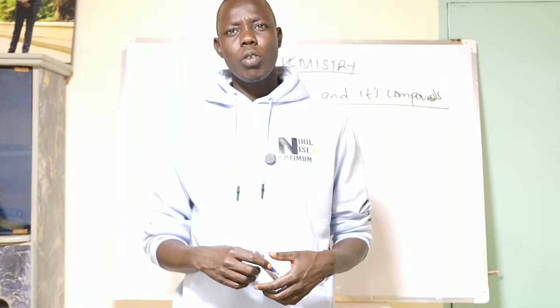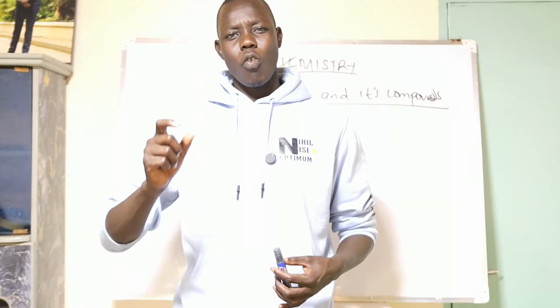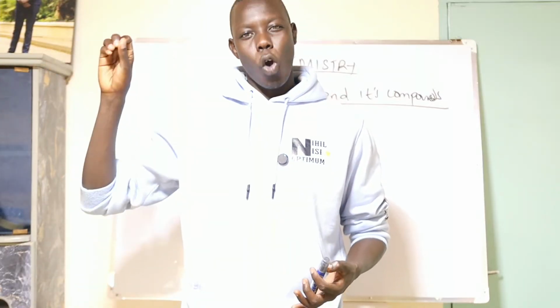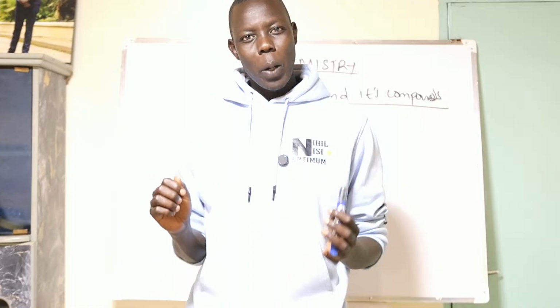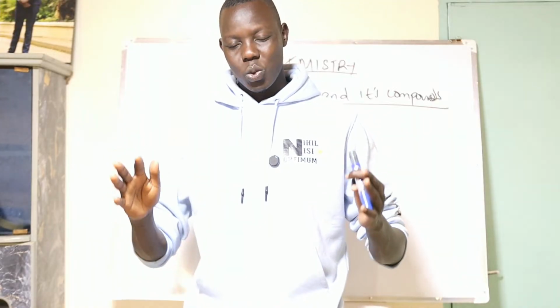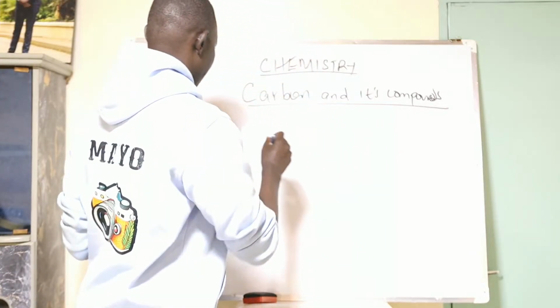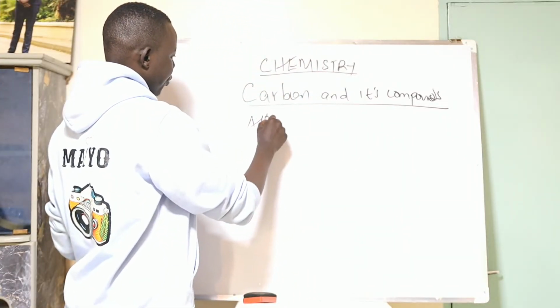And in terms of bonding, carbon forms covalent bonds. It uses the outermost electrons to form covalent bonds. Now, there is something I want to talk about when it comes to carbon. Carbon forms what we call allotropes. Allotropes.